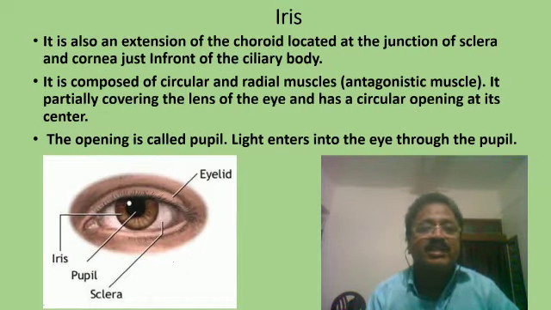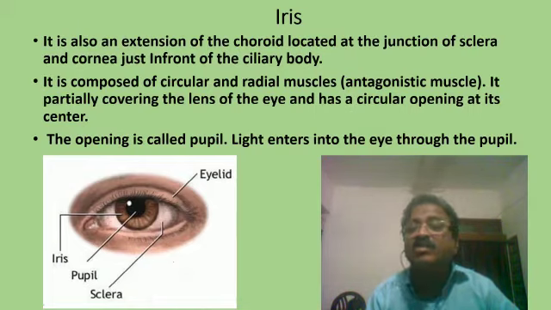Next is the iris. It is also an extension of the choroid, located at the junction of the sclera and cornea, just in front of the ciliary body. It is composed of circular and radial muscles. They are antagonistic in function. It is partially covering the lens of the eye and has a circular opening at its center. The opening is called the pupil. Light enters into the eye through the pupil.